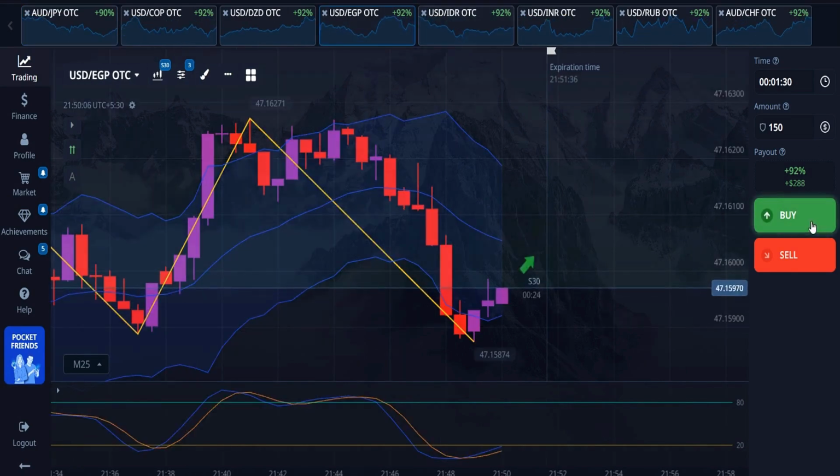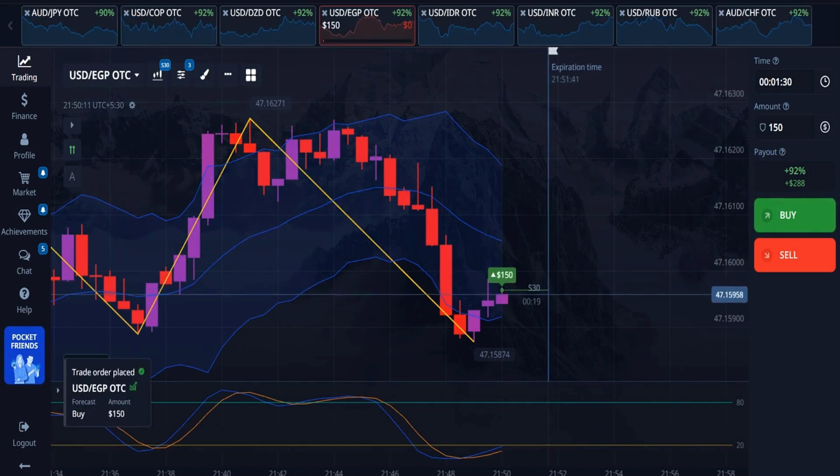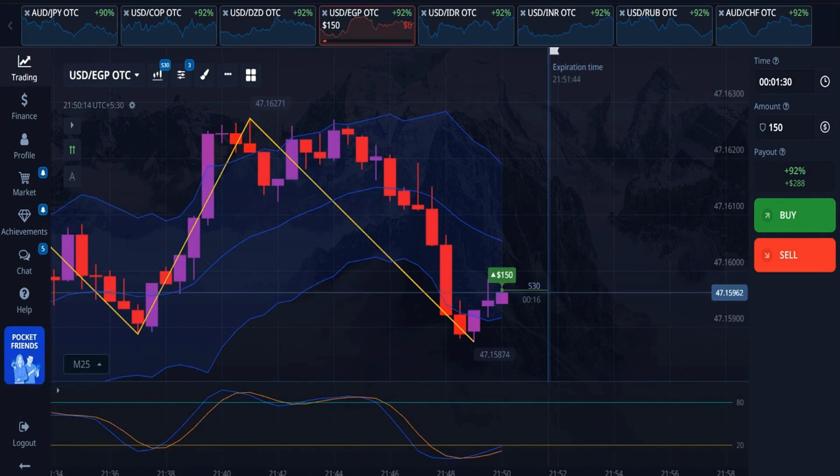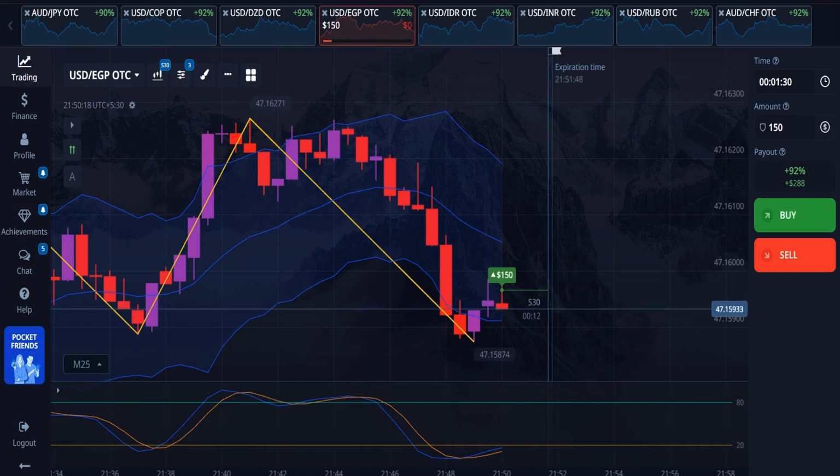Now let's move to our next live example. Stay tuned, watch carefully, because the more examples you see, the better you'll become at spotting these setups in real-time trading.